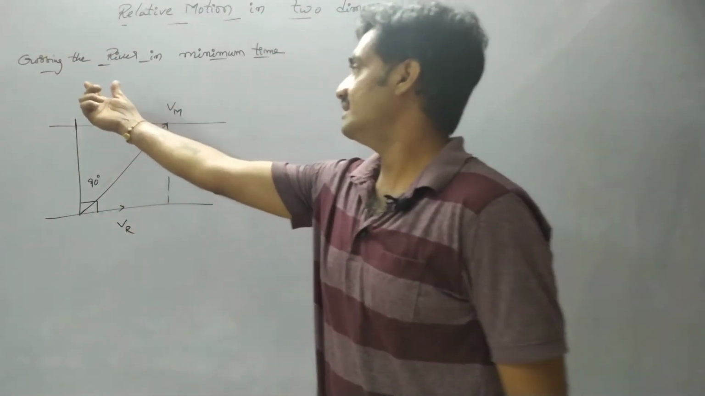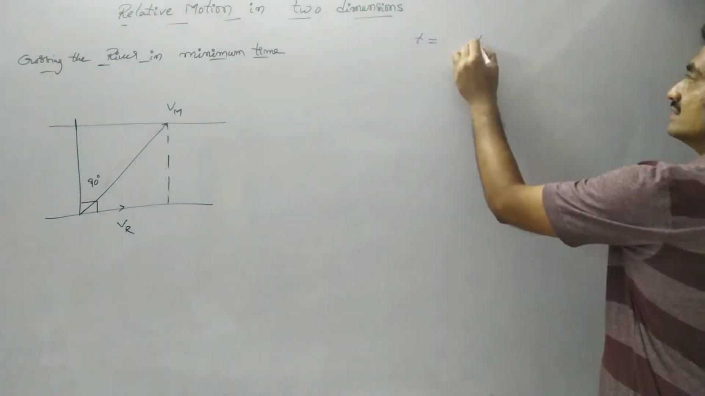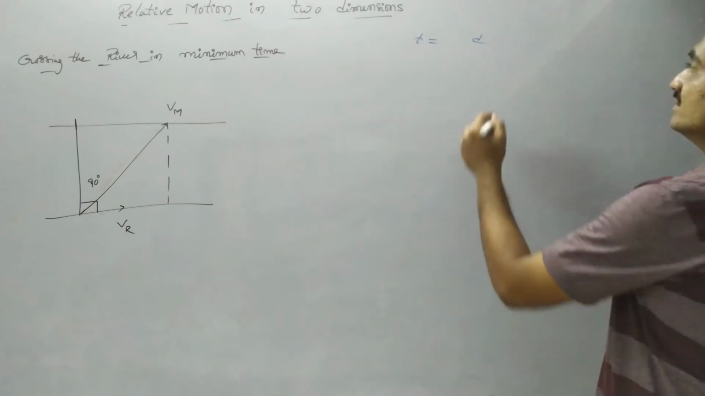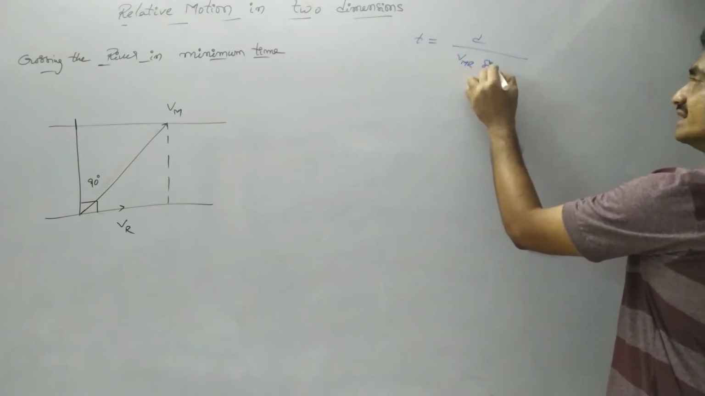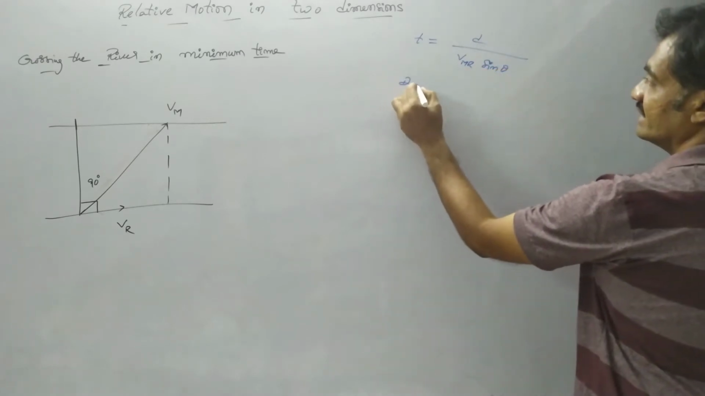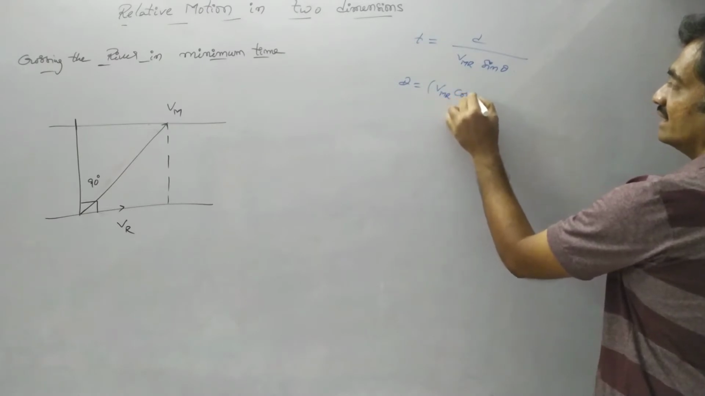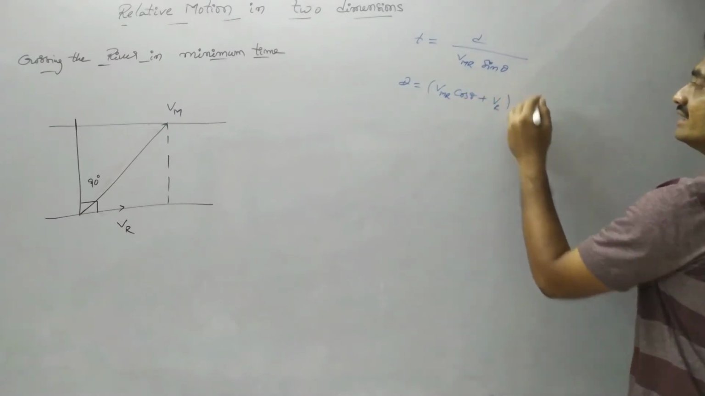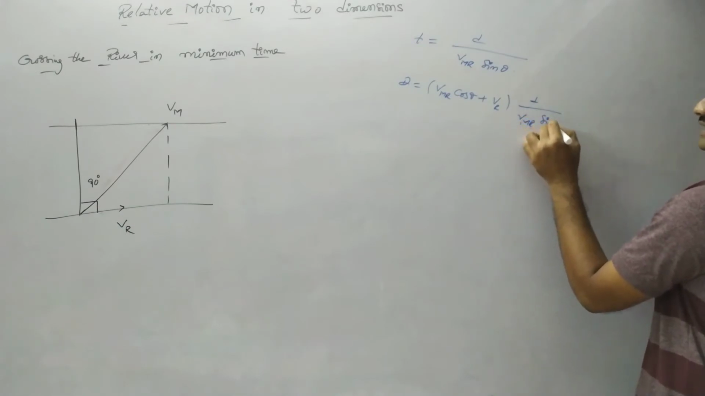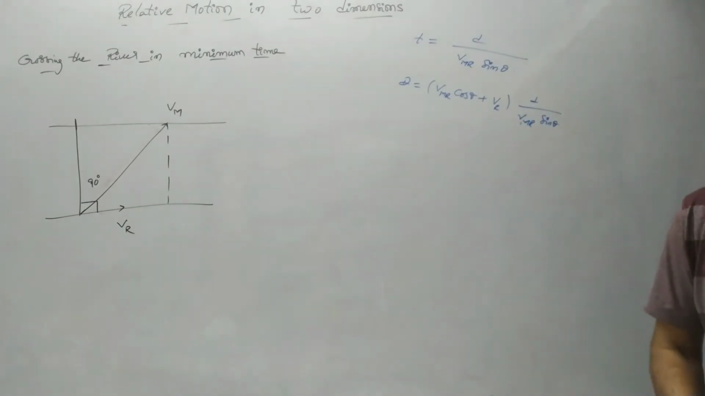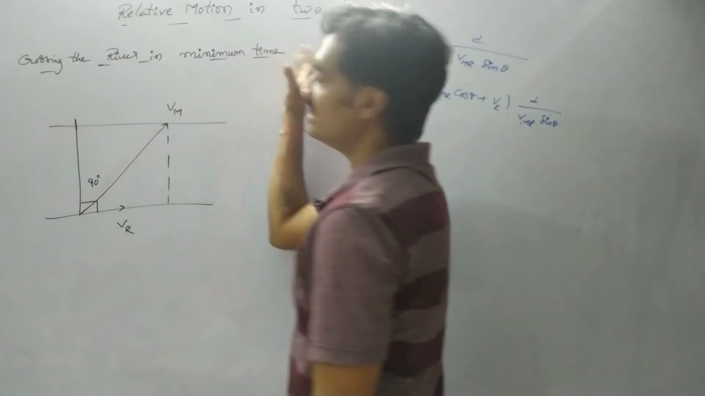Now we are going to represent the case of crossing the river in minimum time. As we had seen, the time taken by the man to cross the river is d by v_mr sin theta, and the drift is D equals (v_mr cos theta plus v_r) into d by v_mr sin theta. We had seen these equations previously. Now based on that, we have to represent crossing the river in minimum time.